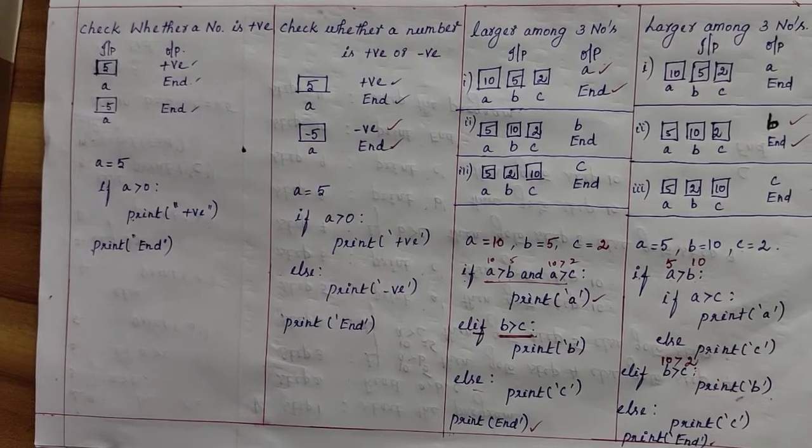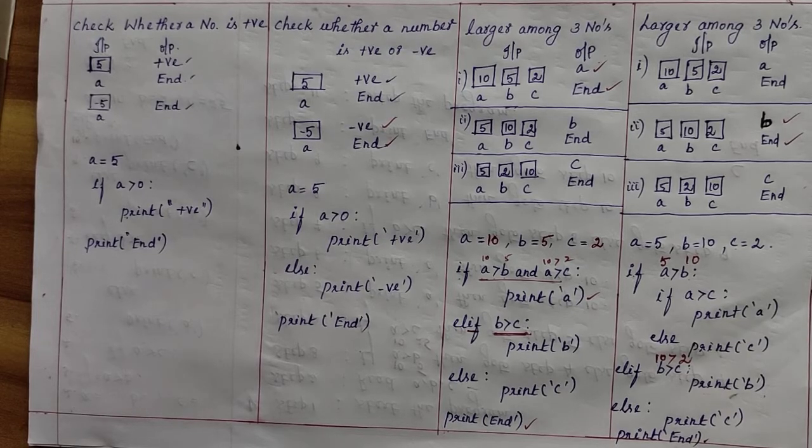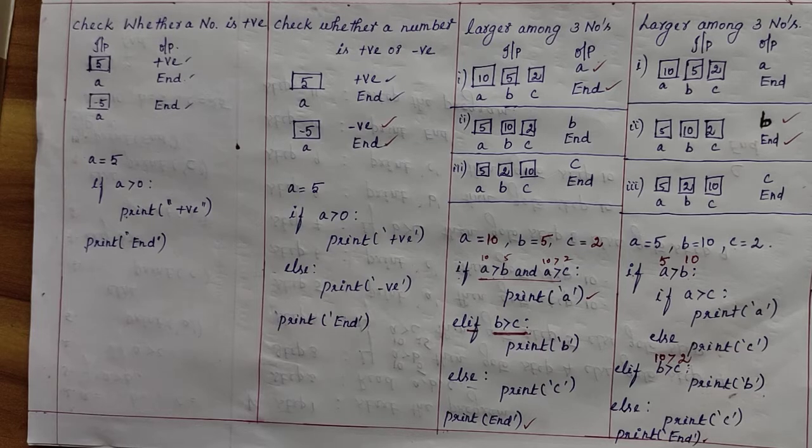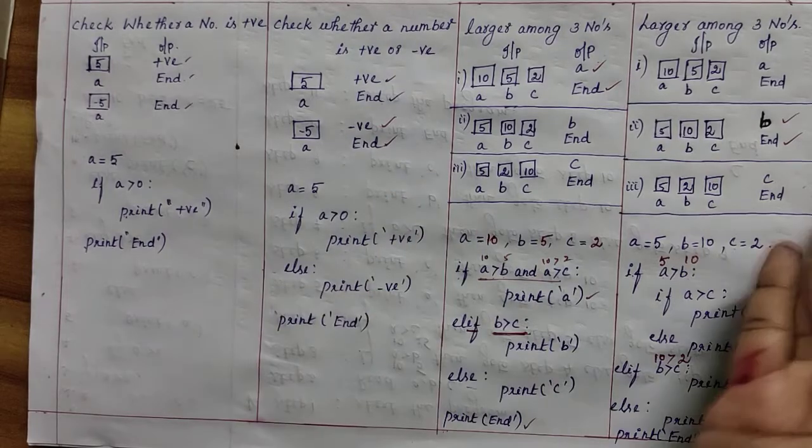Welcome to academic e-learning. In previous videos, we had seen about the selection statements and the other names of the selection statements, that is conditional statements or branching statements, and also the 4 types of selection statement, that is if, if else, if elif else, and nested if. Today we are going to see an example for all these categories. We are going to see 4 problems.